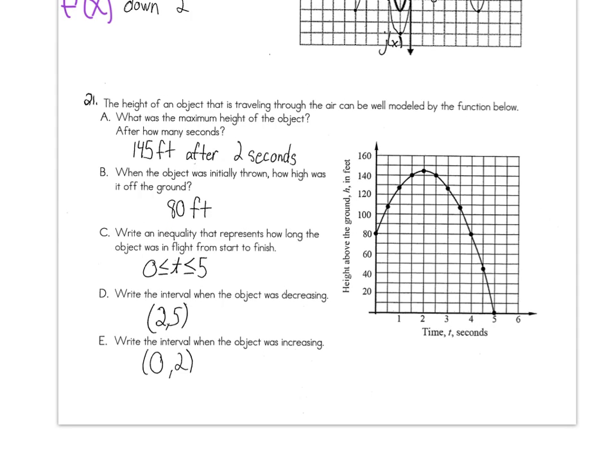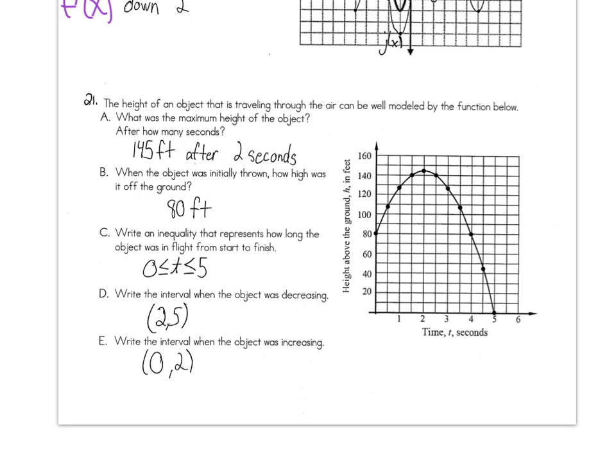Okay, here's 21. The height of an object that is traveling through the air is modeled below. All right, A says, what was the maximum height? There it is. And what was the maximum height after how many seconds? Well, that looks like it's halfway between 140 and 150. So 145 feet after, boom, 2 seconds. What was the object, or when the object was initially thrown? So this is at the beginning. How high was it? Well, that's our y-intercept, so 80 feet.